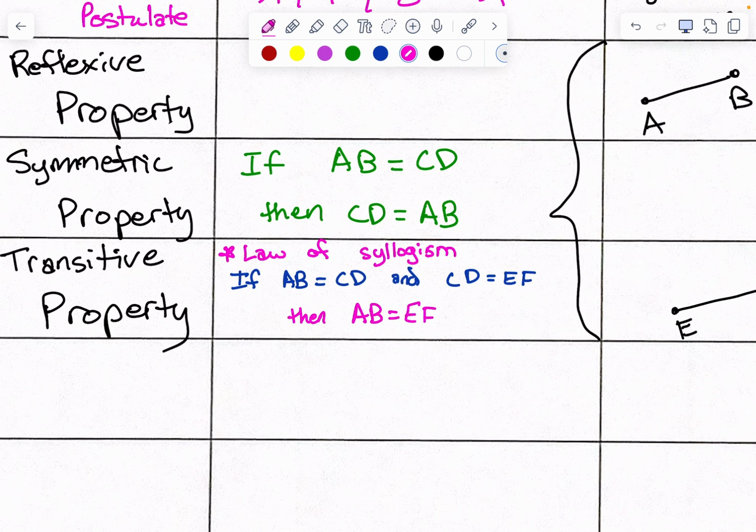It's also called the transitive property. I wrote the name. Transitive property. The little box. Oh, yeah. You're just a funny guy.